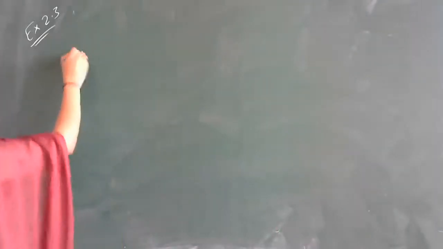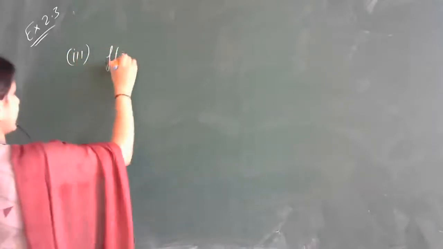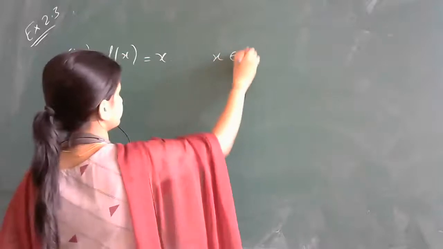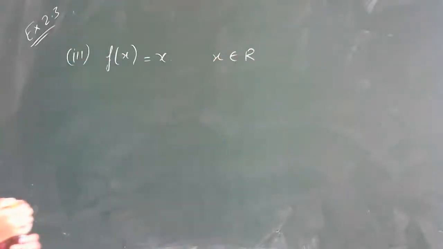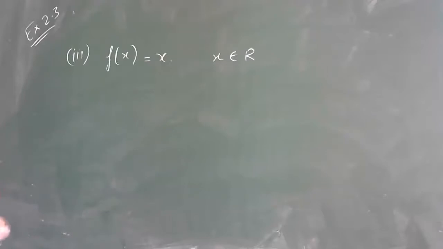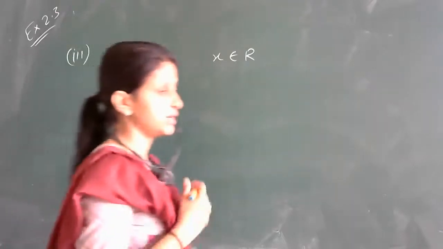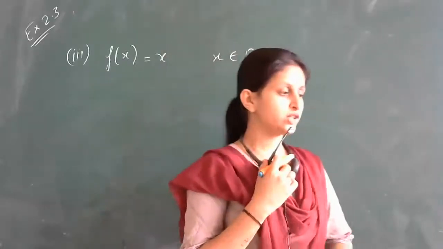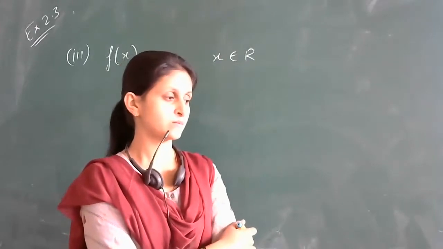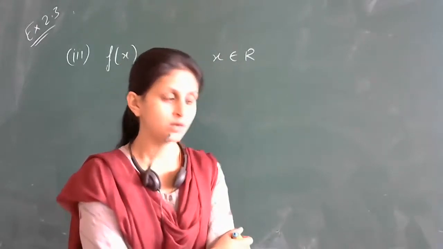Coming to the third question. They have given that f of x is equal to x, where x is a real number. We have to find the range in this case now. Which is this function, students? Can you all tell me which is this function? What is the name of this function? What is this function called?